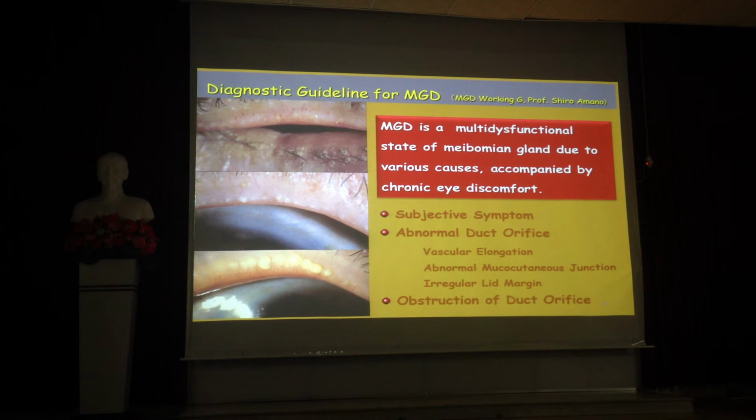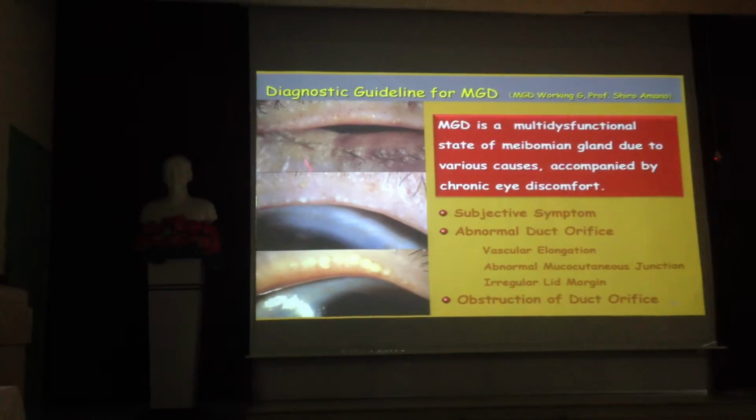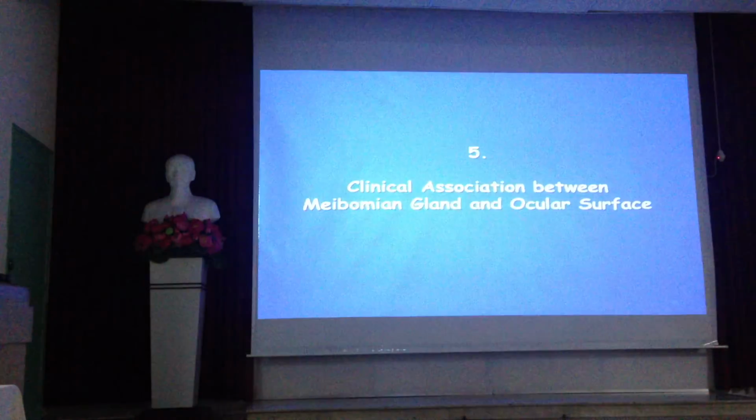At least we Japanese, we use this. MGD is a multi-dysfunctional state of meibomian gland due to various causes accompanied by chronic eye discomfort. At least subjective symptom and abnormal duct orifice, like a vascular elongation, abnormal mucocutaneous junction, irregular lid margin, and obstruction of the duct orifice. Something like that.